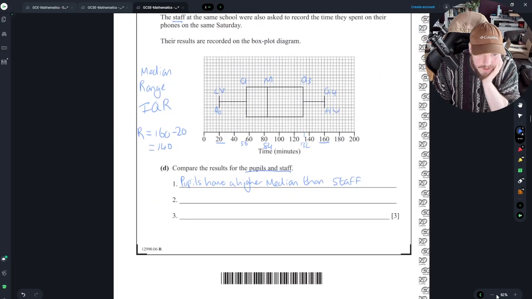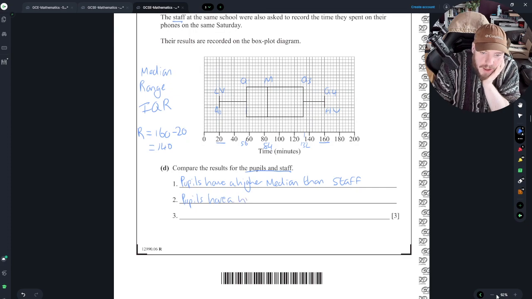Essentially the amount of time that the pupils spend is more. So pupils have a higher range than staff.